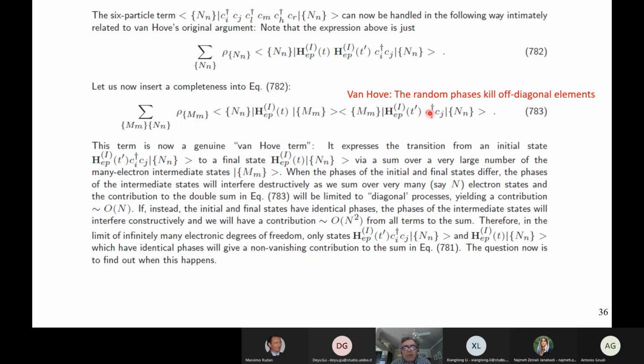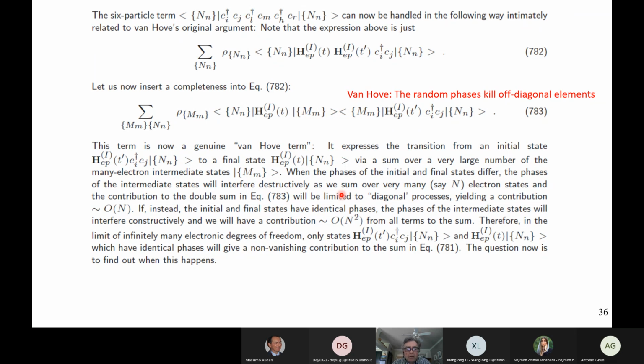So when I have off-diagonal elements of the reduced electronic density matrix, then the number of states that contribute to the sum grows linearly with the number of degrees of freedom that I have. Random cancellation of the phases. Because I contribute only those states for which the phase is cancelled, which is of order n. Instead, if I consider the particular case in which I is equal to j, so the diagonal elements of the density matrix, the phase is cancelled for all of the intermediate states.